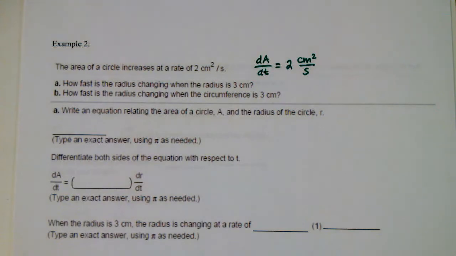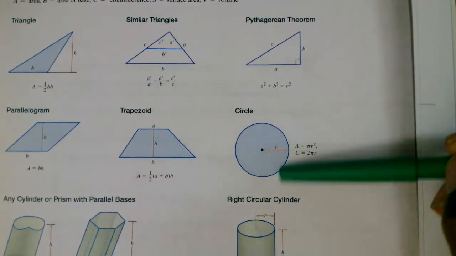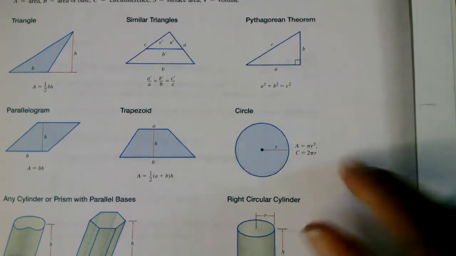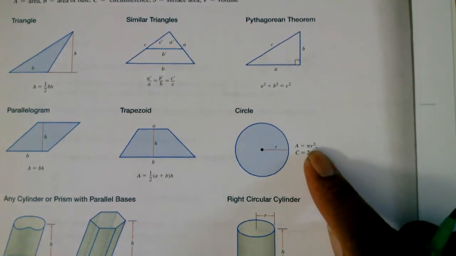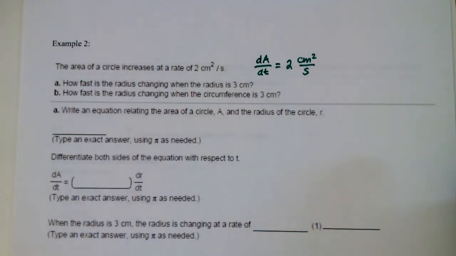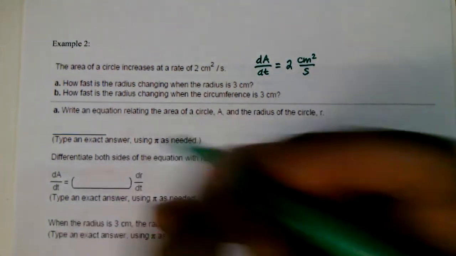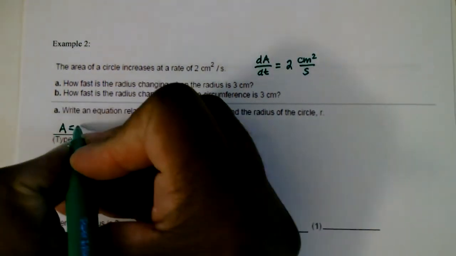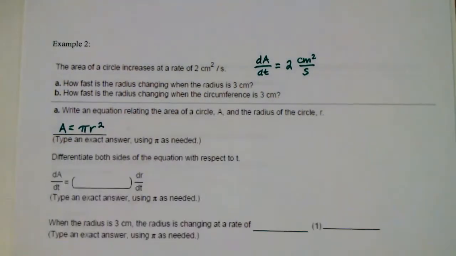All right, so now let's answer part A. Write an equation relating the area of a circle A and the radius of the circle r. Well, if we go back to this sheet here, here's the circle, and here's the formula for the area of the circle. That's pi r squared. So the area is equal to pi times the radius squared. So there's your equation of that circle.